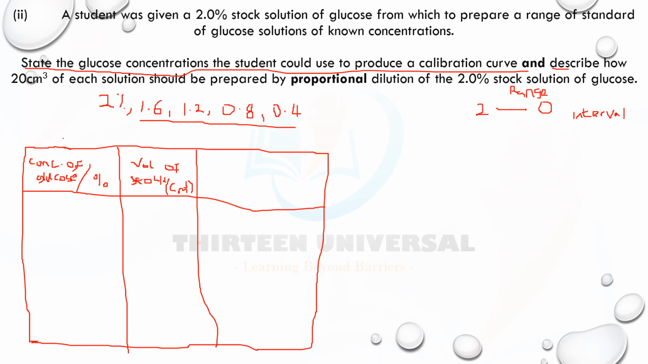Yeah, then the next column is volume of water. I can call it V2, but in the exam, please write volume of water. I'm just giving a short form. So volume of water, that's V2, and that is in cm cube.